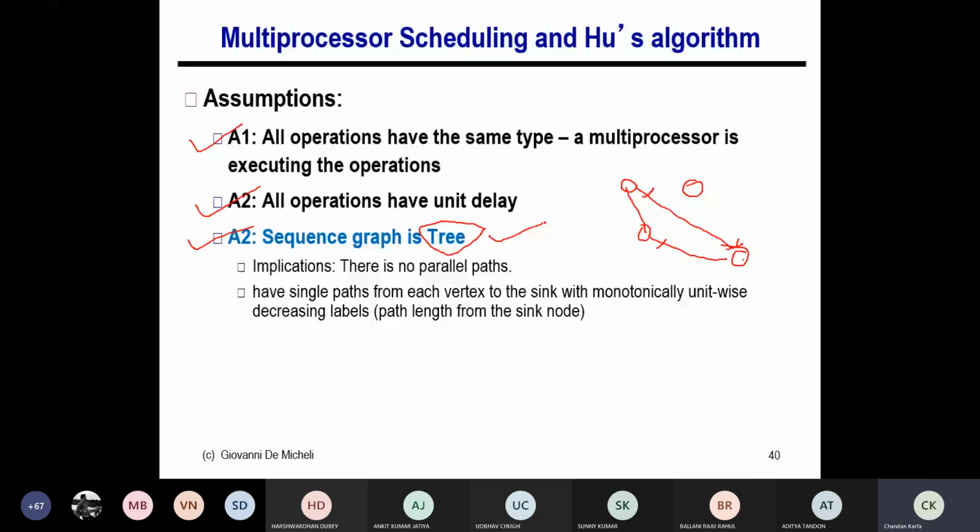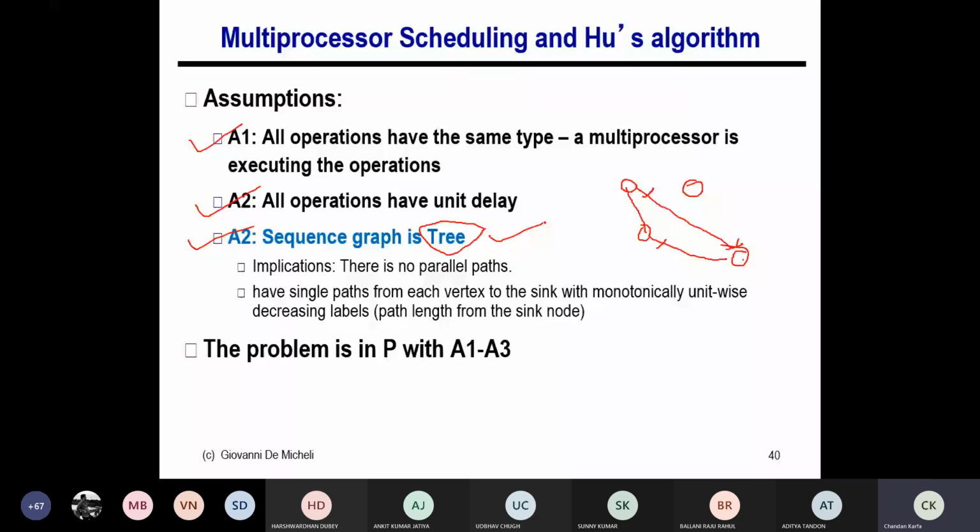So in a particular case, when you have a sequence graph which is basically a tree, we can actually solve this problem in polynomial time. That is the biggest takeaway for this kind of assumption, right? So in a specific case of scheduling, when we have a multiprocessor scheduler, all operations are single delay, and the sequence graph is a tree, so that means there are no parallel paths, this makes sure that this problem can be solved in polynomial time, right?